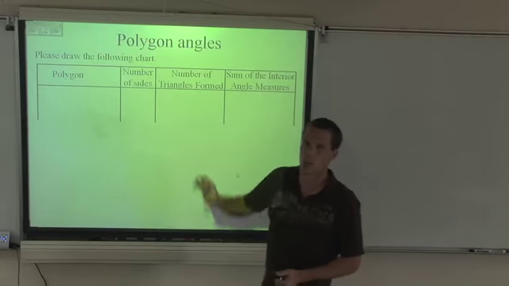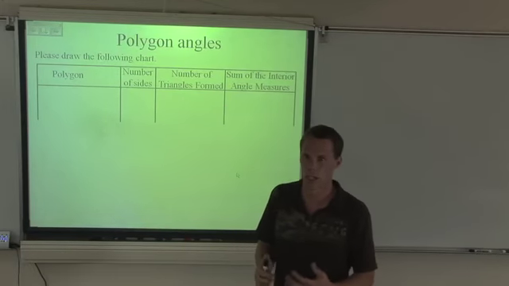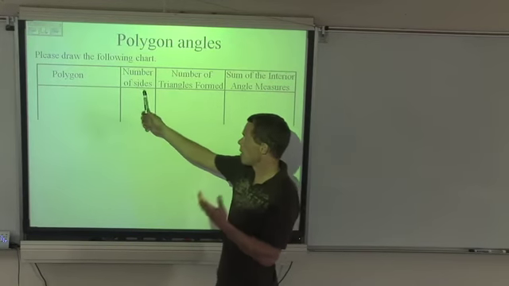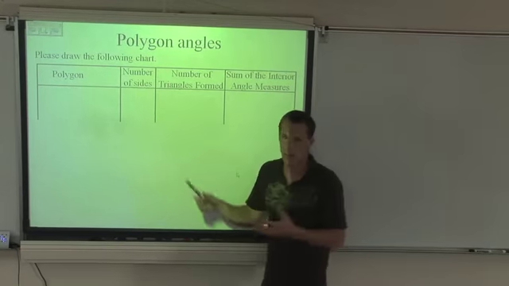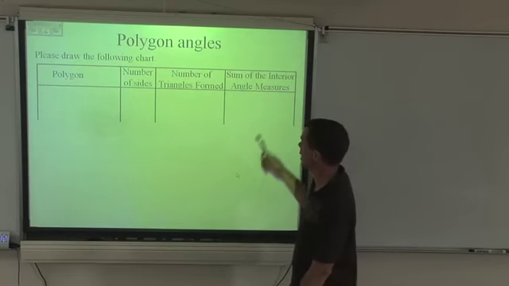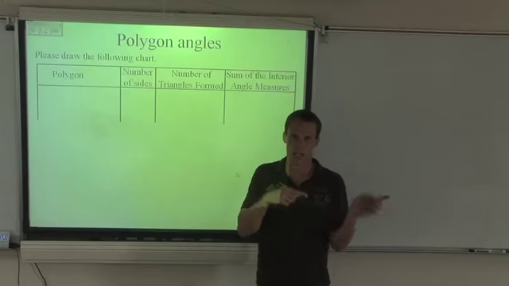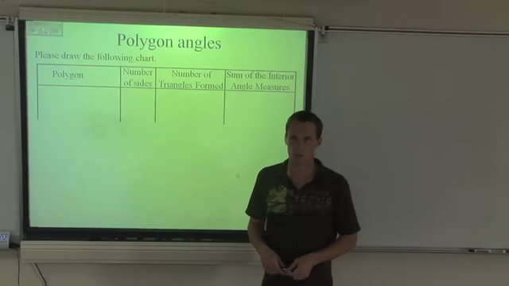I'm about to draw this chart over on the sideboard, and we're going to go through how we can look at a polygon, how many sides it has, the number of triangles I can form inside that polygon, and then the sum of the interior angles. So let's head on over to the sideboard and we'll work on that.